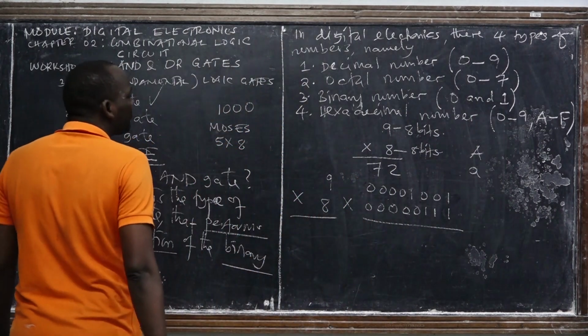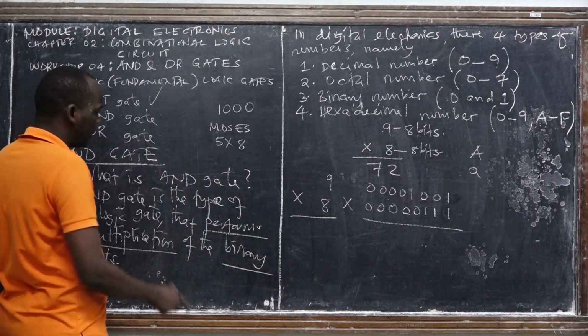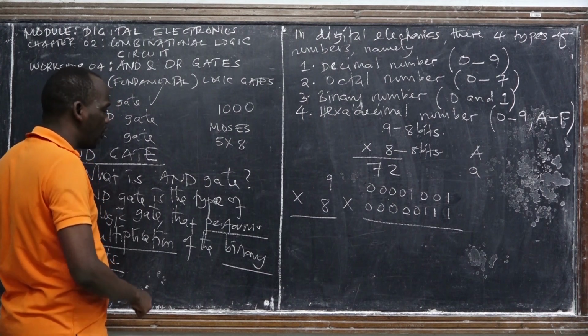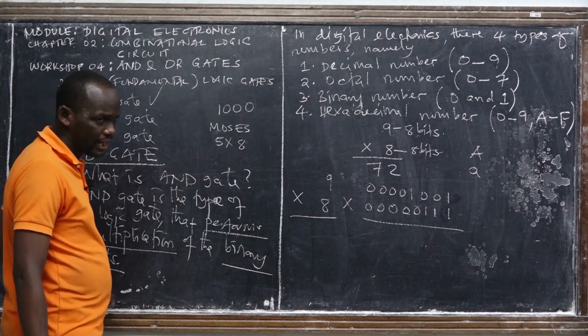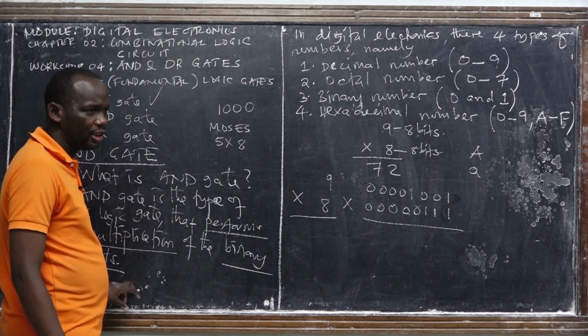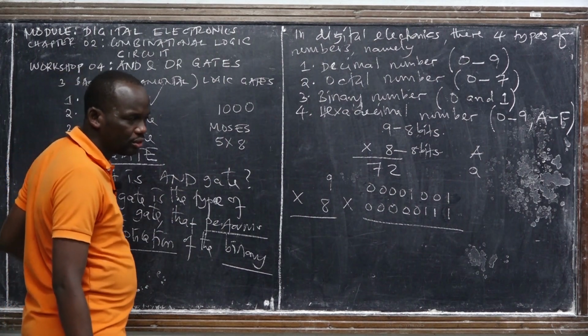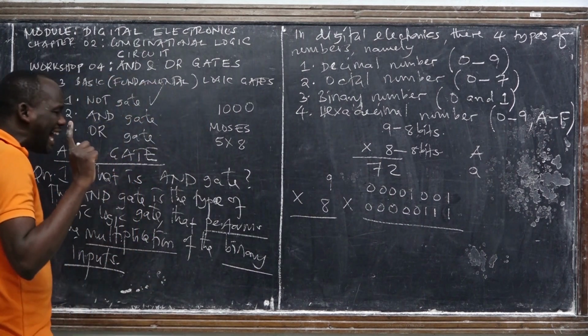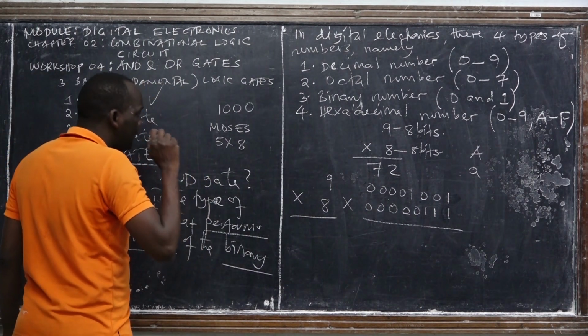Are we together? Class, are we together? So this is one of the important parts: performing multiplication of binary numbers. You know about binary numbers, 0 and 1, but how can you multiply them? So this is a very important unit. Are we together?